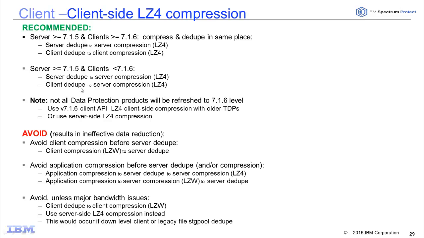Or have the client dedupe the data, send it to the container storage pool, and let the server utilize LZ4 compression. Not all of our data protection products will be refreshed to the 7.1.6 level, but you can still take advantage of LZ4 compression by using the version 7.1.6 client API. Okay, and you can read through these what to avoid. When we use LZ4 compression, you'll actually see that it has about an 8% better compression ratio than LZW and is about 1.5 to 3.5 times faster than LZW compression.